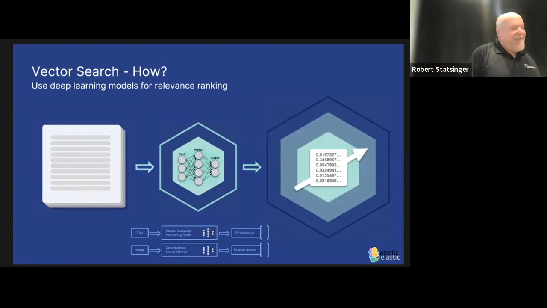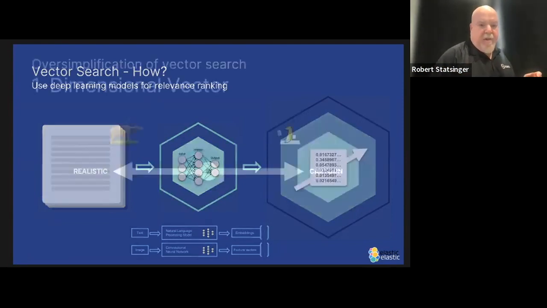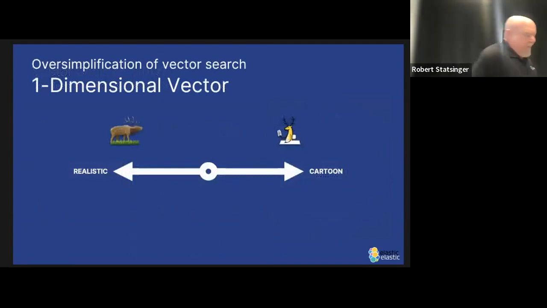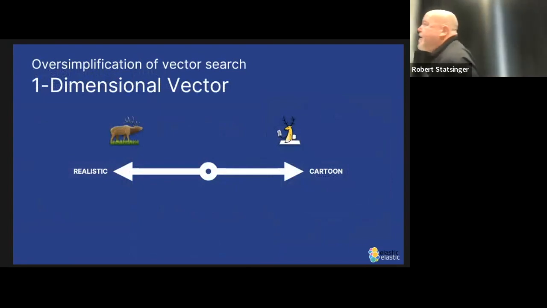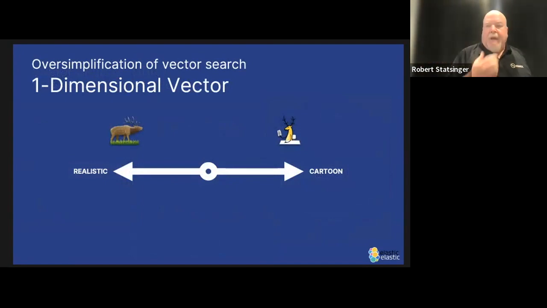And in case that discussion wasn't clear, we're going to talk about a simple representation of how this actually works in practice. So this is a very, very oversimplified representation of vector search here. Imagine we're trying to classify images here, and we have this dimension. And this dimension is how cartoonish or realistic an image might be. Okay. So this realisticness or cartoonness, we assign it a number. An image gets assigned a value, some floating point number on this dimension.